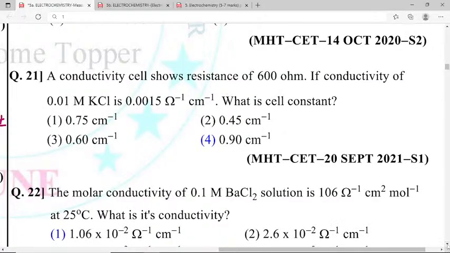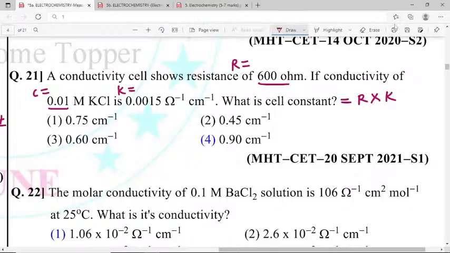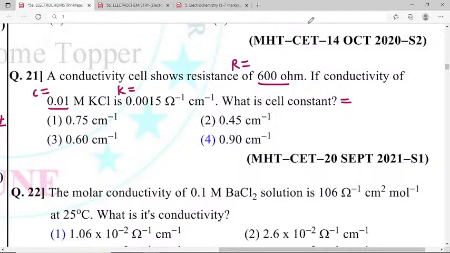A conductivity cell shows the resistance. So this is R, resistance 600. This is concentration. Then conductivity K is given, and we need the cell constant. So same formula. Cell constant is equal to conductivity multiplied by resistance, K multiplied by R.